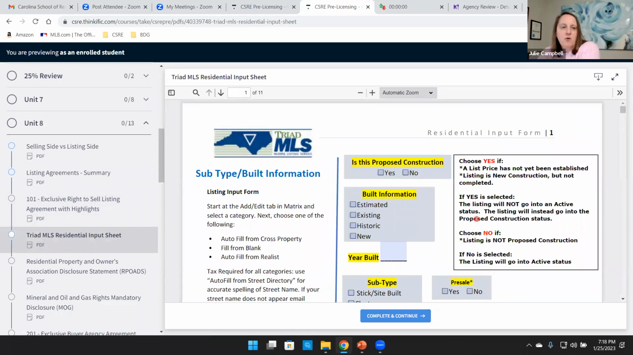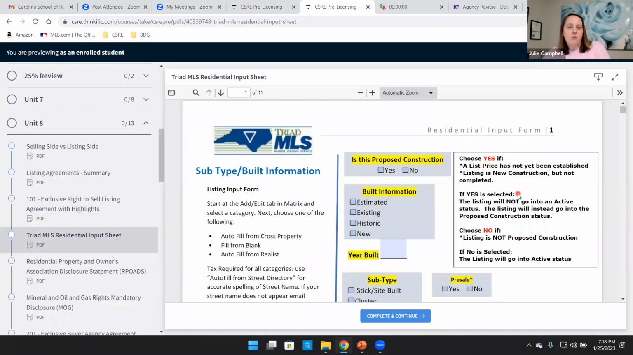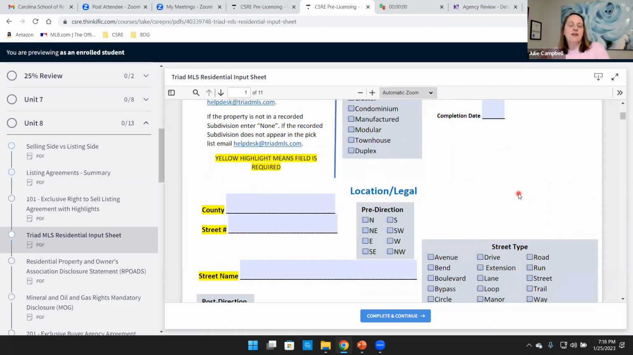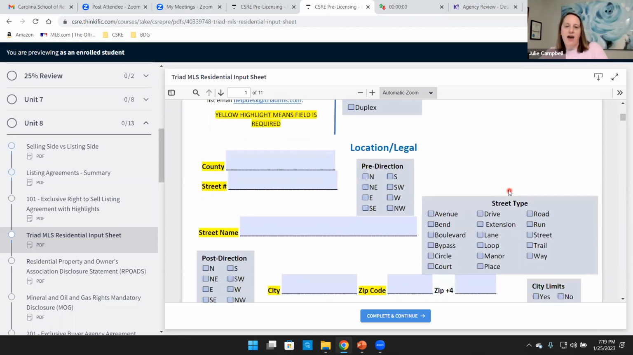But I have in here a sample MLS input sheet for you guys, a listing data sheet. You're not going to be tested specifically on this, but I put it in here because I know sometimes it helps you guys to see some of the things that you're required to do as a listing agent if you were to put this in. Understanding all MLSs are different, but this just gives us an idea. Everything you see in yellow is required, which means I can't submit the listing without that information. Everything else just helps describe the property. If you want to add it, great.